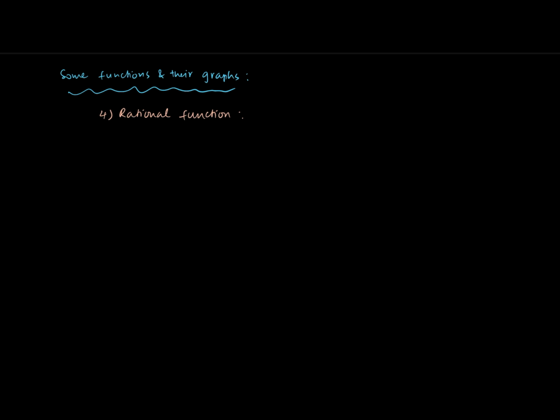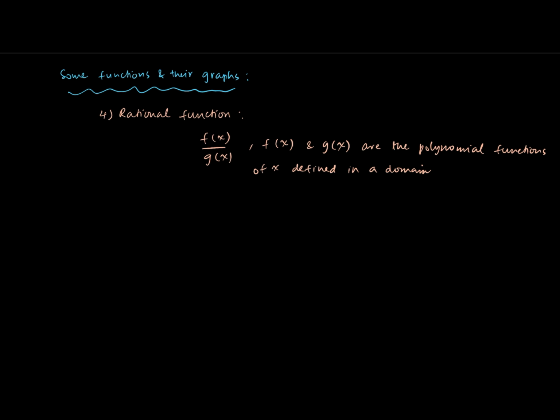These are the functions of type f of x over g of x. That is, these functions have a numerator and a denominator, such that f of x and g of x are the polynomial functions of x defined in a domain, where g of x is not equal to 0.